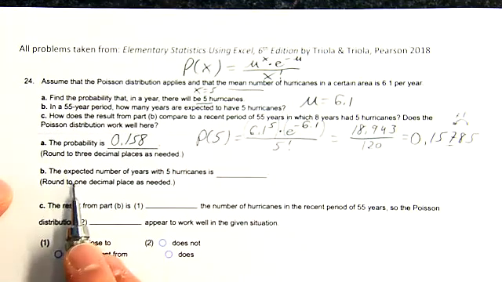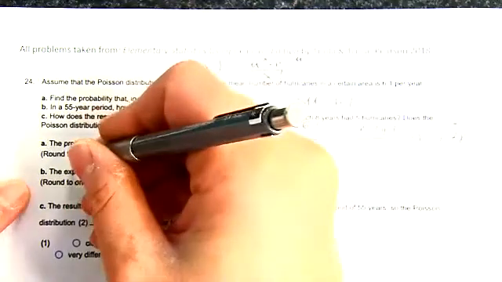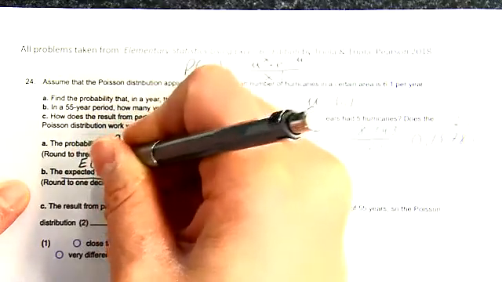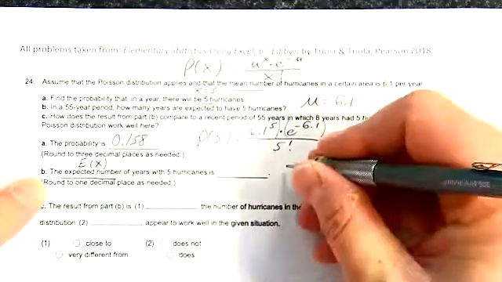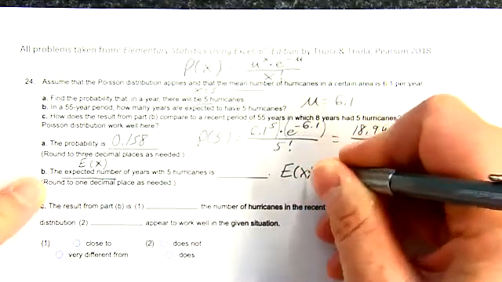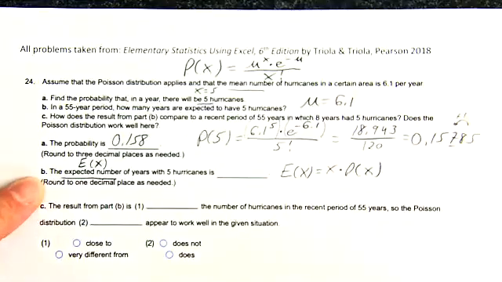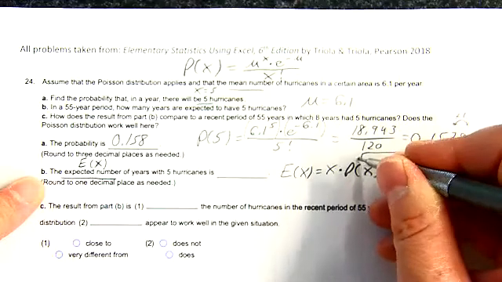Okay, part B says the expected number of years with 5 hurricanes. So expected number is E of X. We just saw this back in chapter 4, the end of it. And if you recall, E of X was equal to X times the probability of X. Well, we just found the probability of X. It's right here. So that will replace this.